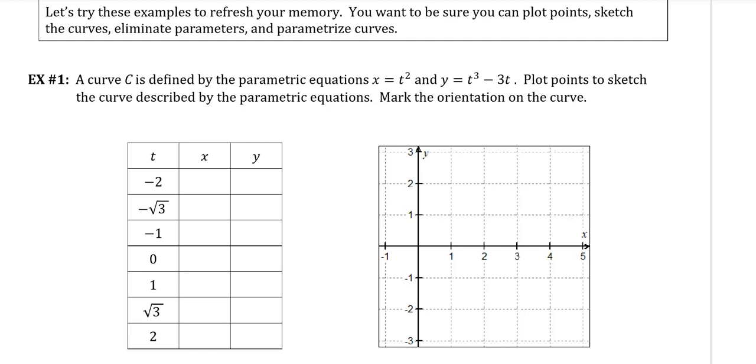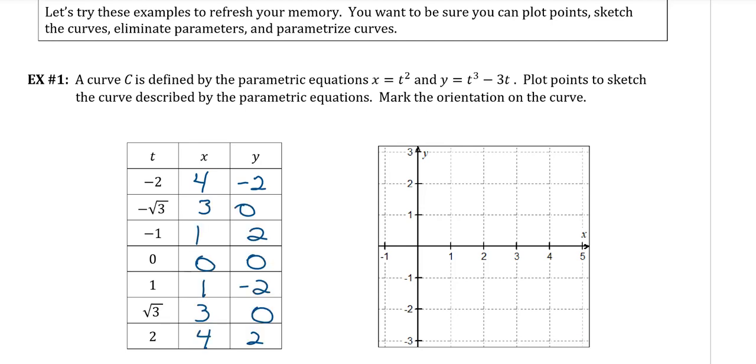So filling out this table real quick, I'm literally going to put -2 in for t in the x equation, and I'll get 4. And when I substitute -2 into t cubed minus 3t, I will get -2. And I'm going to do that for all these points. So I'm just going to go ahead and fill out the table, really. Okay, so there's the table filled out. Again, I got those points by just substituting these given t values into these two equations and getting the points.